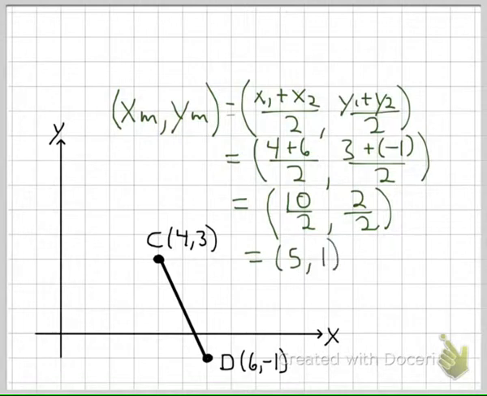If we go and graph that point, it would be actually on the line. We'll call that M, and our midpoint again breaks the segment into two congruent parts. CM is congruent to DM.